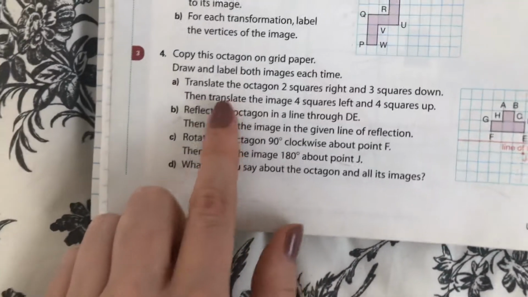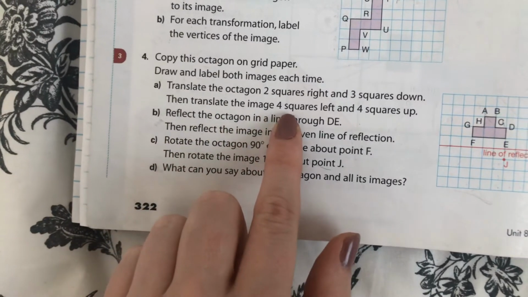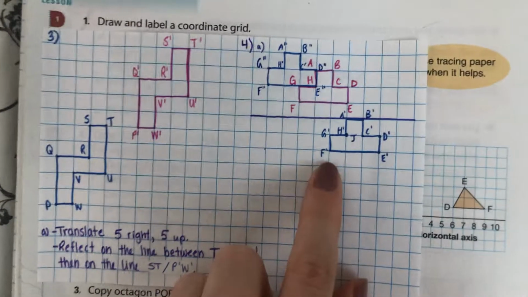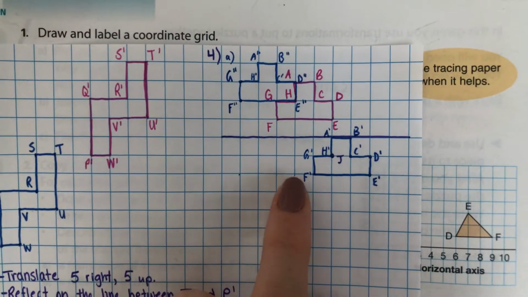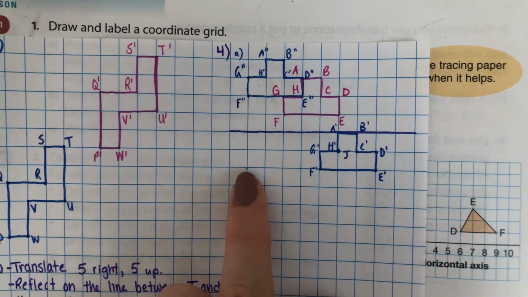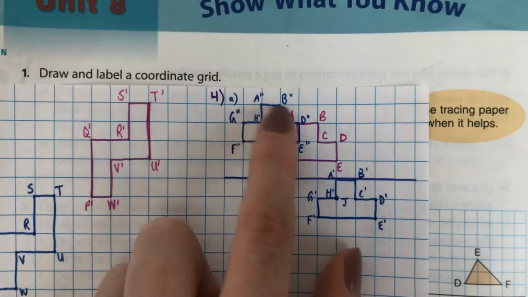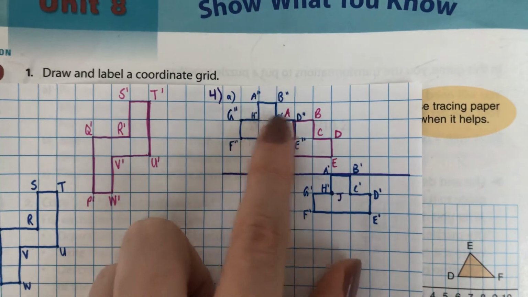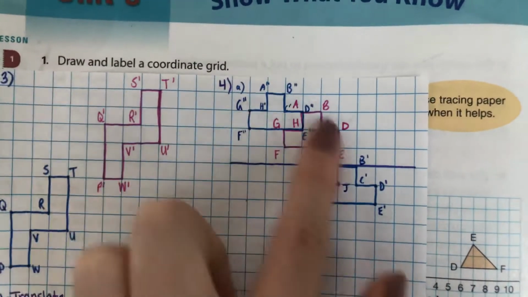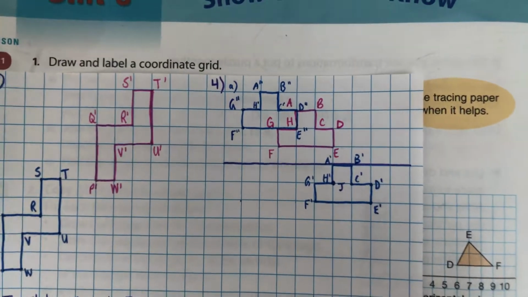Then translate the image 4 squares left and 4 squares up. So I'm going to move from this guy, I'll use F prime, 4 squares left, 1, 2, 3, 4, 4 squares up, 1, 2, 3, 4. So here is my final shape for this translation in 4A. If your picture doesn't look like this, please make sure you give this one a try again, okay?